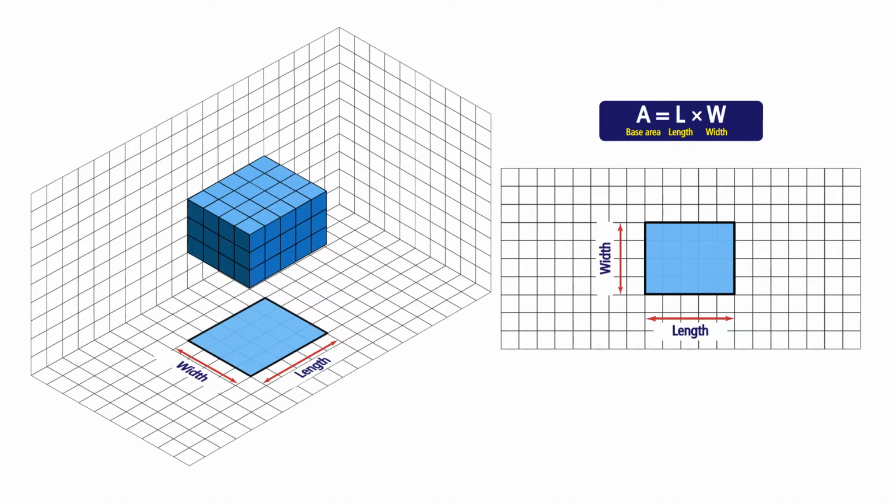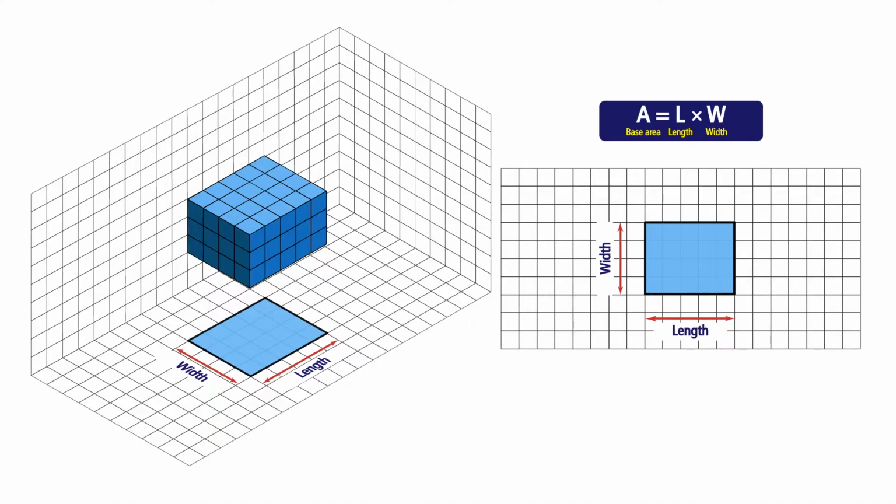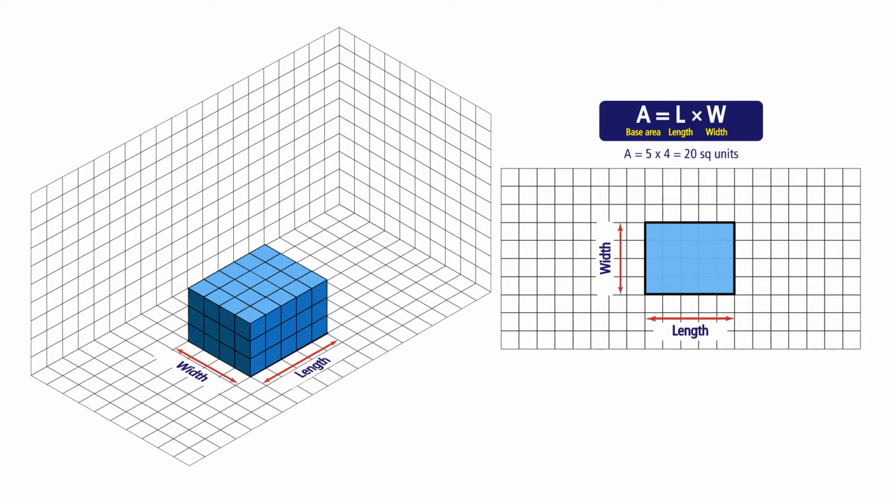In this example, the length is 5 units and the width is 4 units. So the area, 5 times 4, is 20 square units. When we build a prism, we add each layer of cubes, creating a third dimension, height. Volume is measured in cubic units, or units cubed.